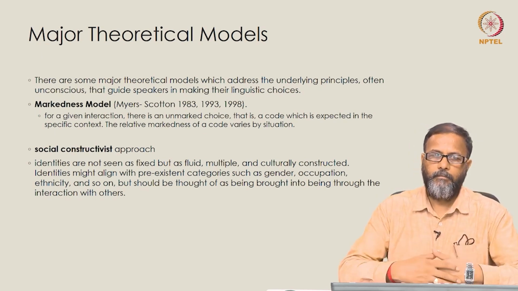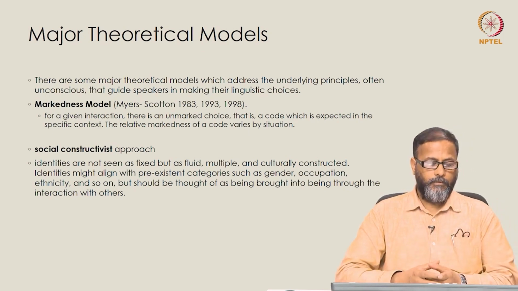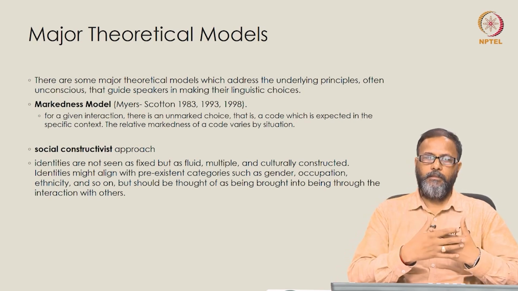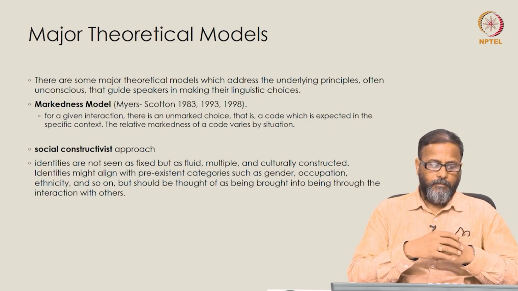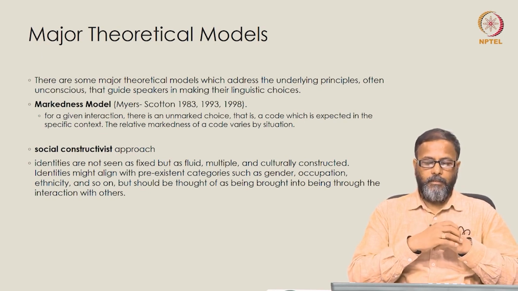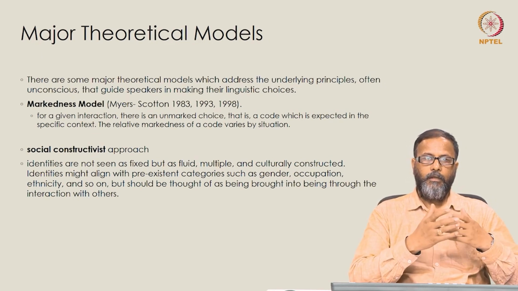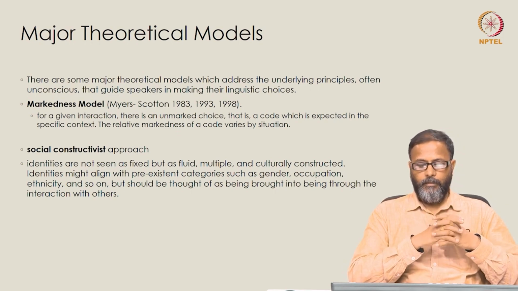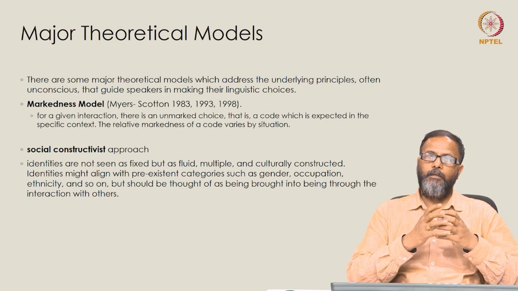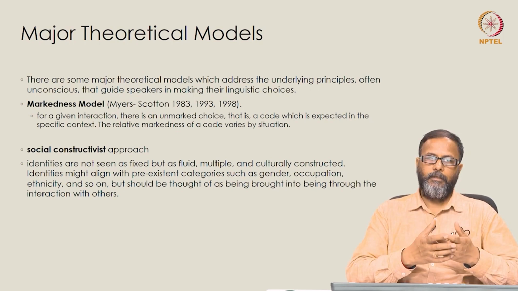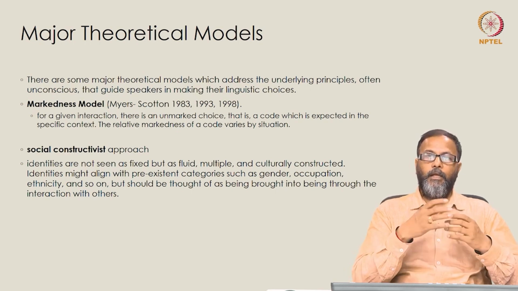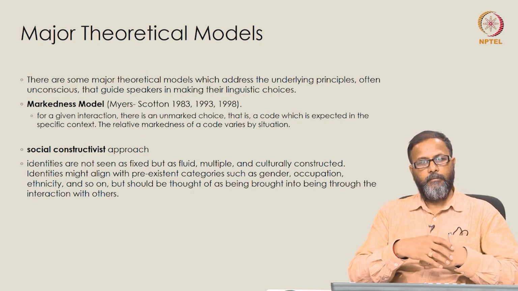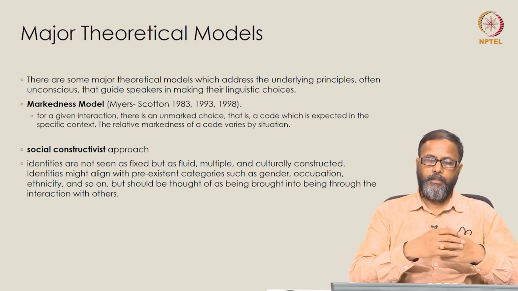Then there is another approach to understand this situation, the social constructivist approach, which says that identities are not seen as fixed but fluid. We all have multiple identities, culturally constructed. Identity might align with pre-existent categories such as gender, occupation, ethnicity, and so on. These are all social determinants that mark our identity, but they should be thought of as being brought into being through interaction with others. So this choice is not purely linguistic, but there are other sociolinguistic factors which play a role, like gender: male-to-male talk and male-female talk will differ. The degree of formality will differ depending on the communication partner.